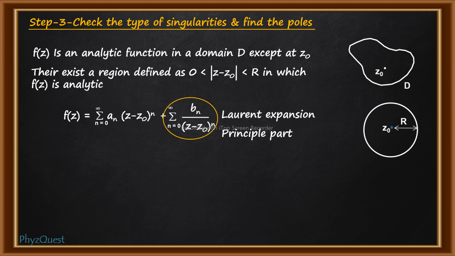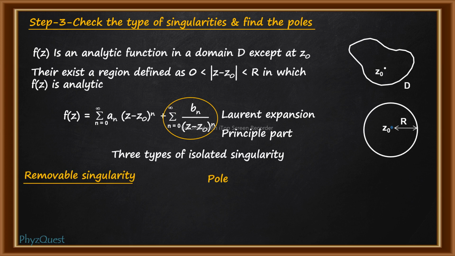Now here there are three types of isolated singularities. That is removable singularity, poles, and essential singularity. Now let us understand each of them. Removable singularity, as the name suggests, is the type of singularity which can be removed. Pole is something which makes the denominator of the function 0. And essential singularity is something which is neither a pole nor a removable singularity.